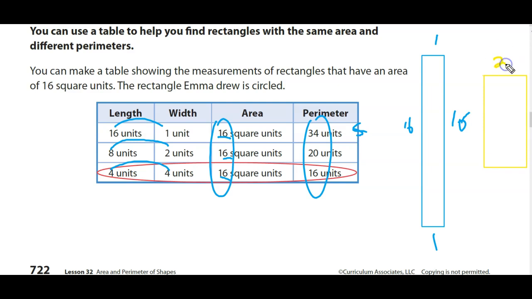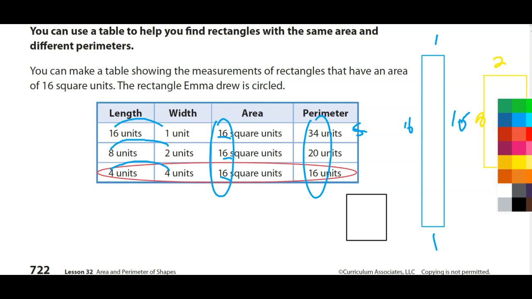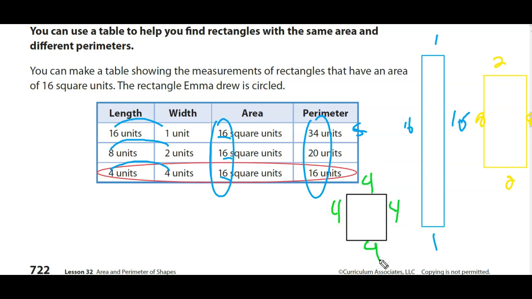Okay, 2, 8, 2, and 8. Okay, and then if I had a perfect square, obviously, then I'm going to have 4 here, 4 here, 4 here, 4 here, and then 4 plus 4 plus 4 plus 4 is 16.